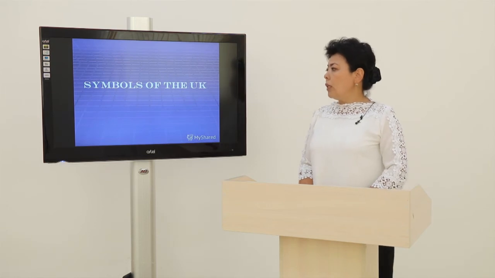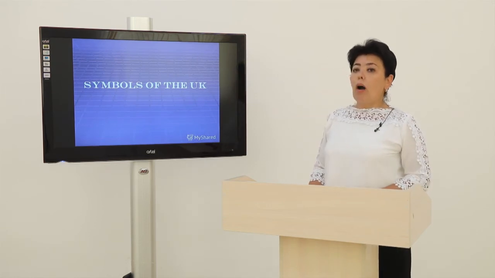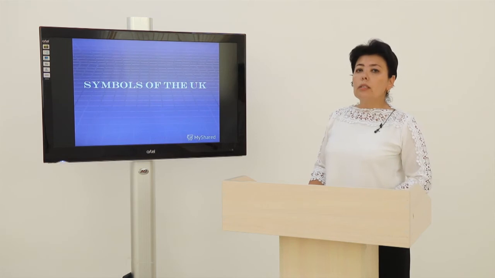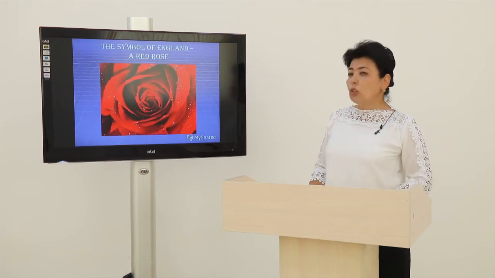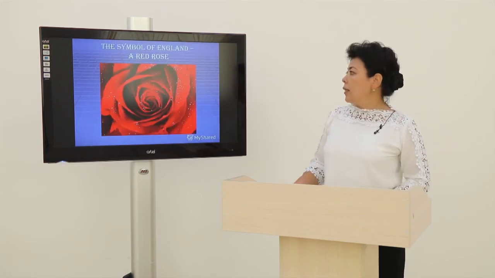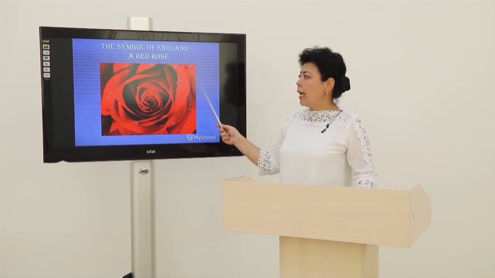So each of these parts, we can mention there are 4 parts. Each of these parts has its own symbols, and these symbols are mentioned with flowers. So the symbol of England is a red rose.